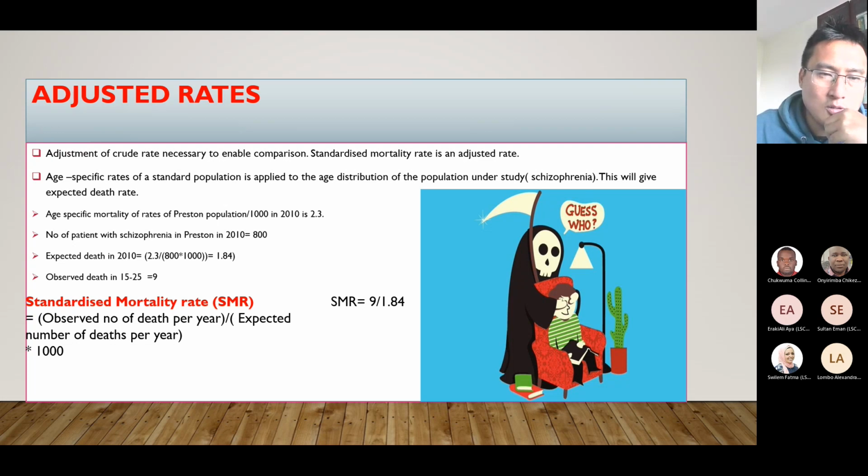Okay, sometimes what they tend to do is they will give you the number of deaths per year is 100, the number of expected deaths is 10. Can you calculate the standardized mortality rate? So how much do you think the answer needs to be? 1,000. Yeah. Okay.